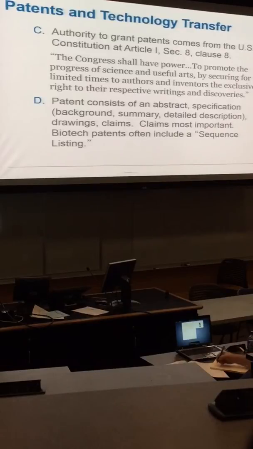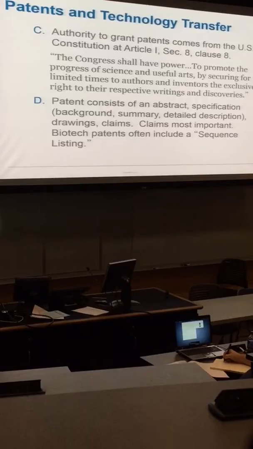So the authority for granting patents comes directly from the United States Constitution. It was actually put in there by Thomas Jefferson, who turned out to be, just a piece of trivia, the first commissioner of patents, and he was also the first patent owner.